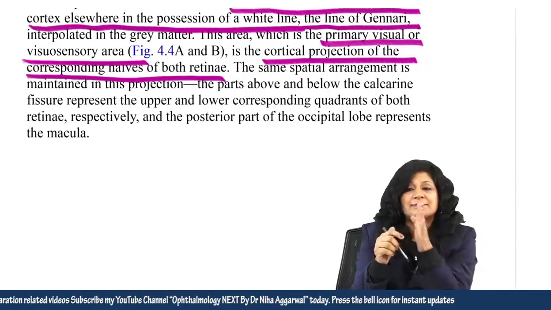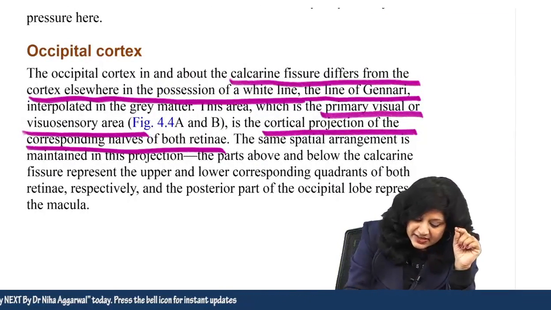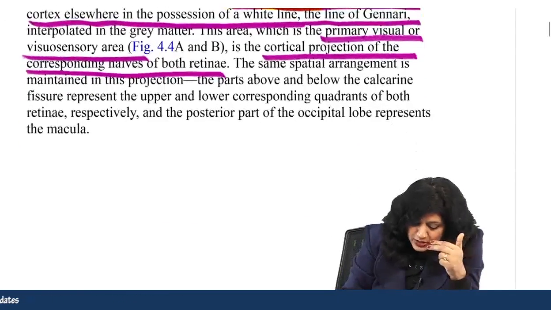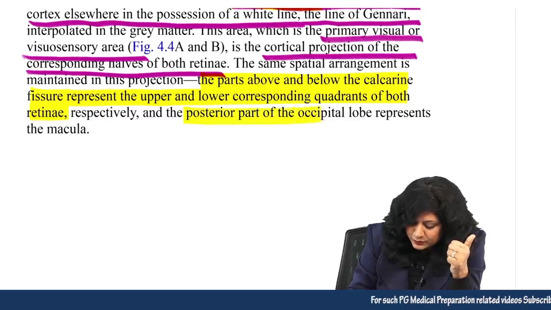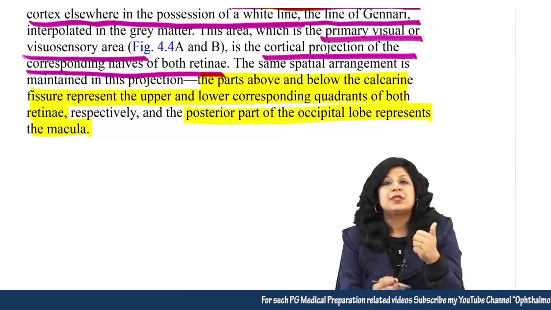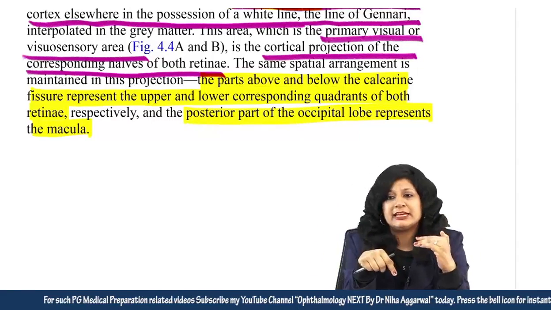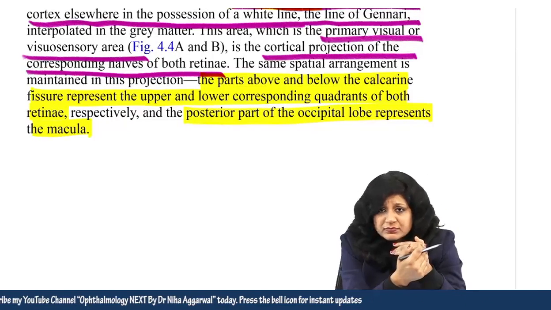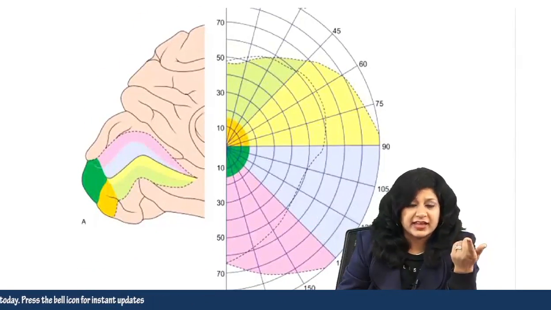So what they are saying is that the area of the occipital cortex which is near your calcarine fissure differs from the rest of the cortex. The part which is above and below this calcarine fissure will represent the upper and lower parts of the corresponding quadrants of both retinae, and the posterior part of the occipital lobe will actually represent the macula. So if this is the calcarine fissure, then the above area and the lower area will represent the corresponding field. And the posterior part of the occipital lobe will actually represent the macula, right? So this is the representation in the diagrams which they have given you.